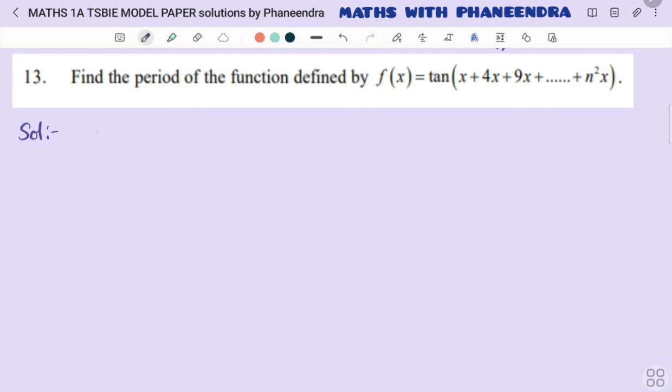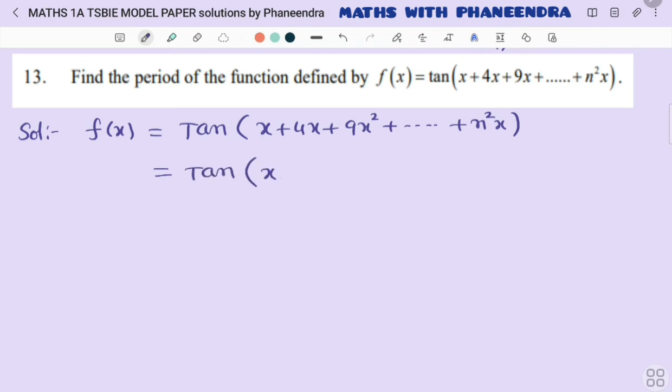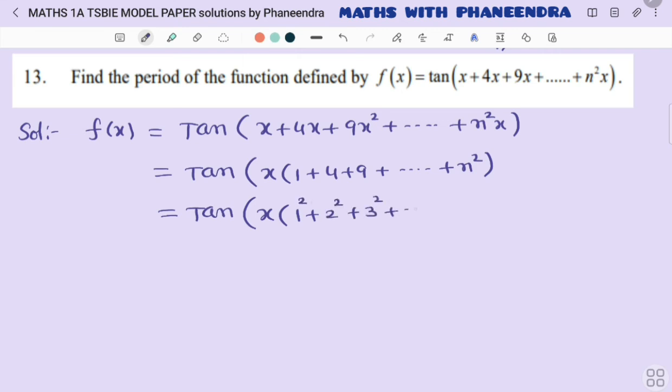So first, the given function f of x is equal to tan of x plus 4x plus 9x plus and so on n square x, that is equal to tan of x times the common factor 1 plus 4 plus 9 plus and so on plus n square. So tan of x into 1 plus, 1 can be written as 1 square, 4 can be written as 2 square, 9 as 3 square, plus and so on plus n square.